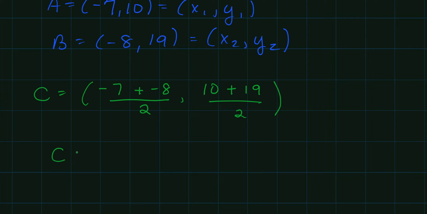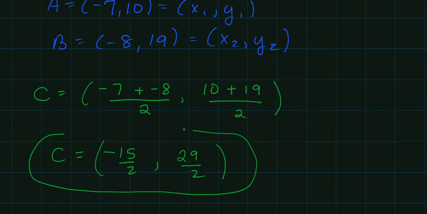So let's clean this up. This is -15 over 2, comma, 29 over 2. Now this is perfectly fine. Your homework might ask you to leave something as a fraction, which is how you're going to write it, or it might say write as a decimal. So you need to be careful and read the directions of what your homework says.